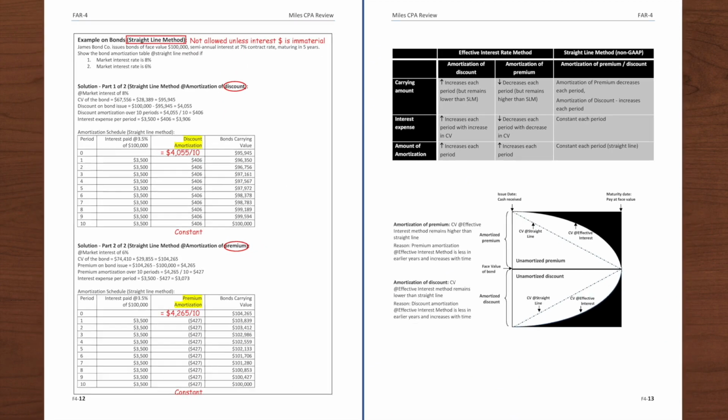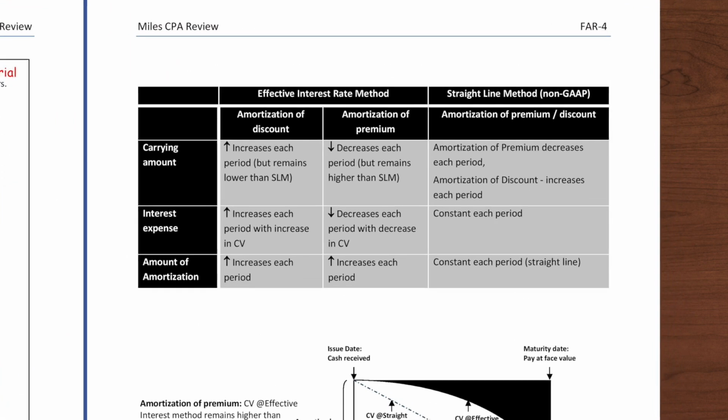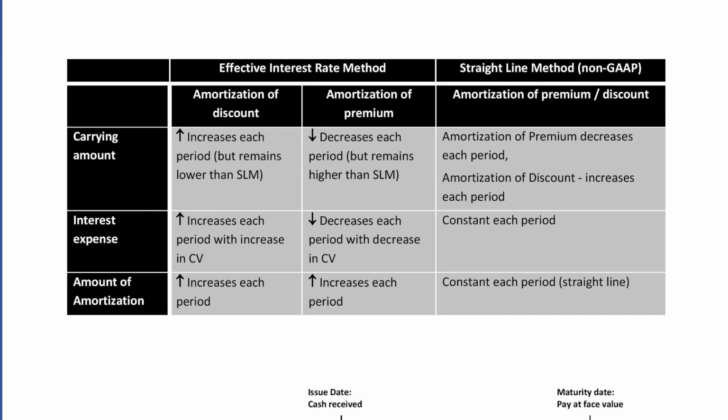On page 13, we're trying to compare the effective interest rate method with the straight line method. Let's first look at the effective interest rate method. Put a box around that. Now we look at amortization of discount, circle discount, as well as amortization of premium, circle premium. Now look at the second row, interest expense. Amortization of discount, highlight increases each period. Now interest expense in case of amortization of premium, highlight decreases each period. Now this is because the amount of amortization under amortization of discount, highlight increases each period, and the amount of amortization for amortization of premium, even that increases each period.